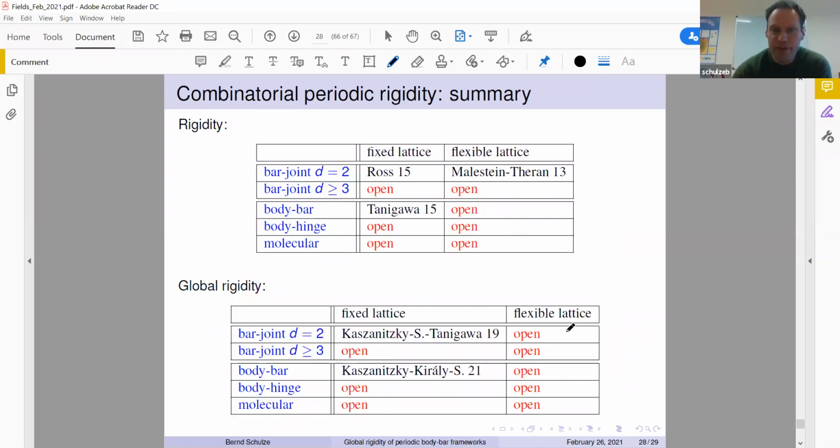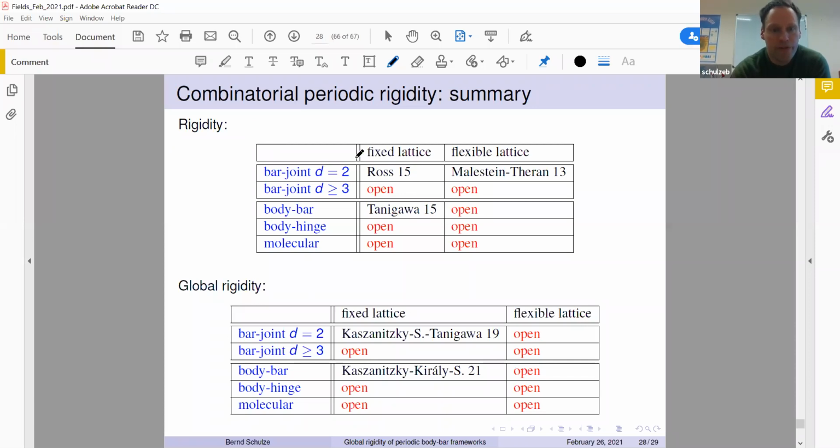Okay, I want to finish just by giving some tables of our current knowledge as far as combinatorial periodic rigidity is concerned. So here you see three columns. The last two columns here are the fixed and the flexible lattice. And in the first column, you have the different structures and dimensions. So let's first look at the first table where we consider local rigidity.